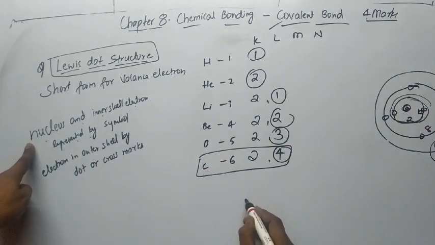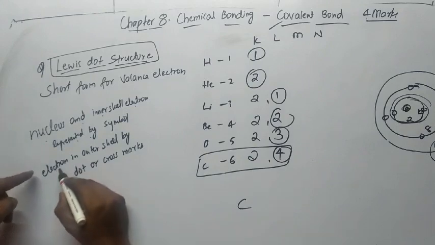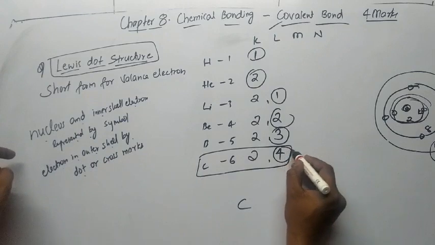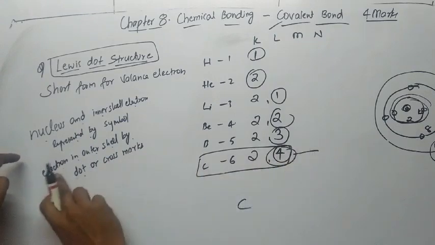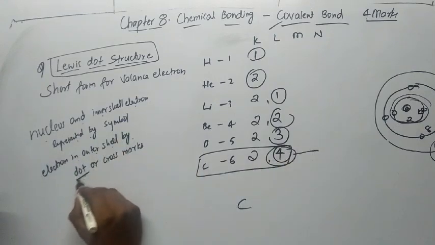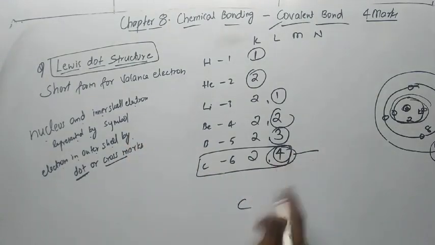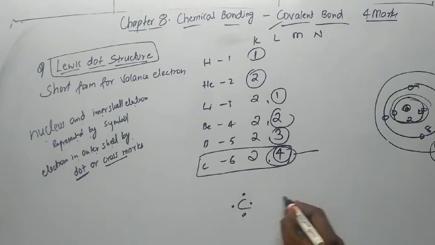Okay, we will write the symbol of carbon, C. Next, electrons in the outermost shell are represented by dots or crosses. So here we have 4 electrons in the last shell, so they will be represented by dots or cross marks. So if you want to write the Lewis dot structure for the carbon, in the last shell we have 4 electrons, so just write 4 dots, or you can write 4 cross marks.